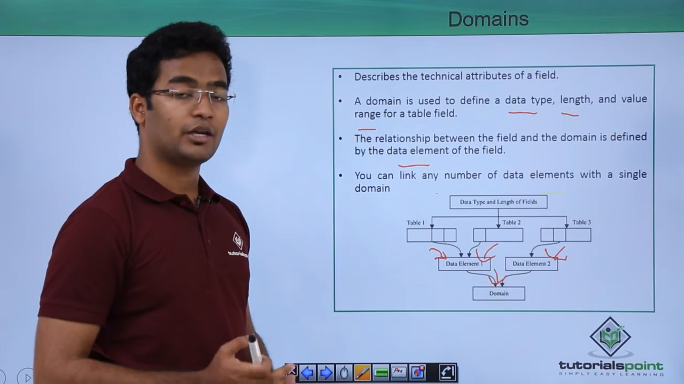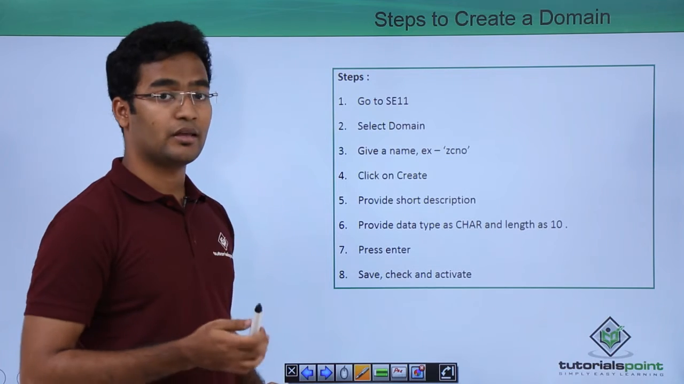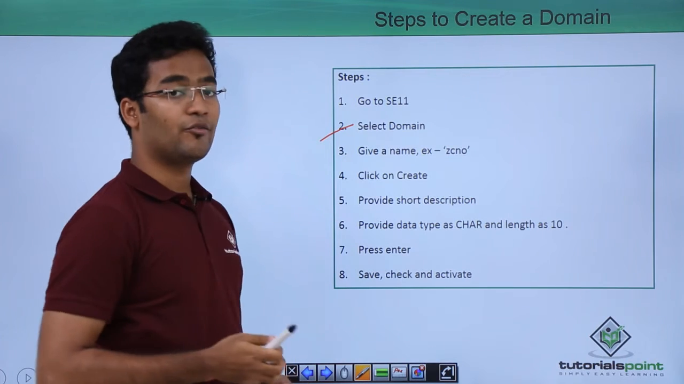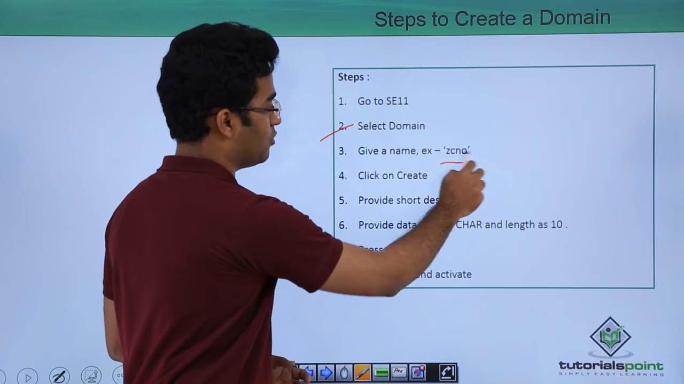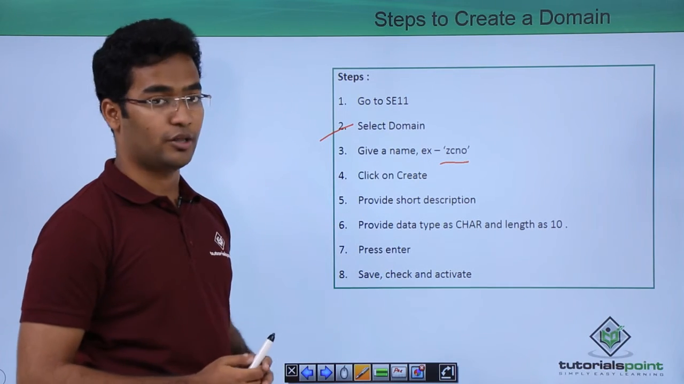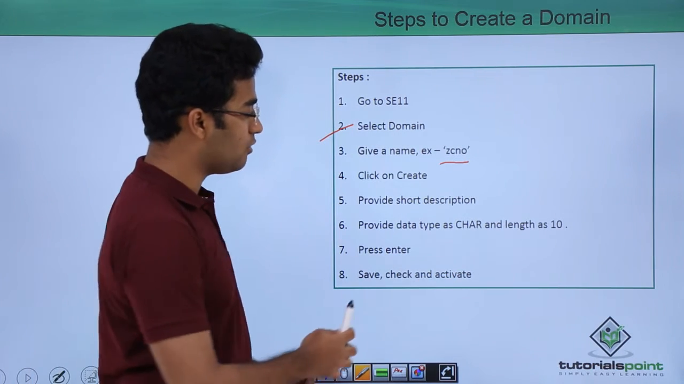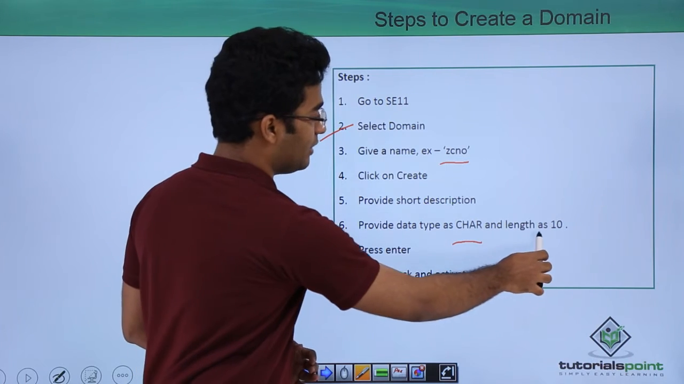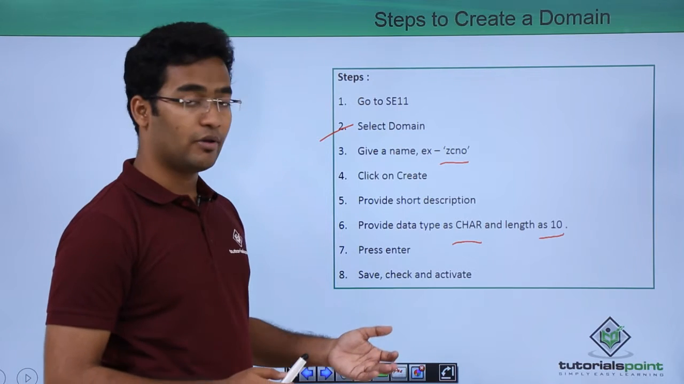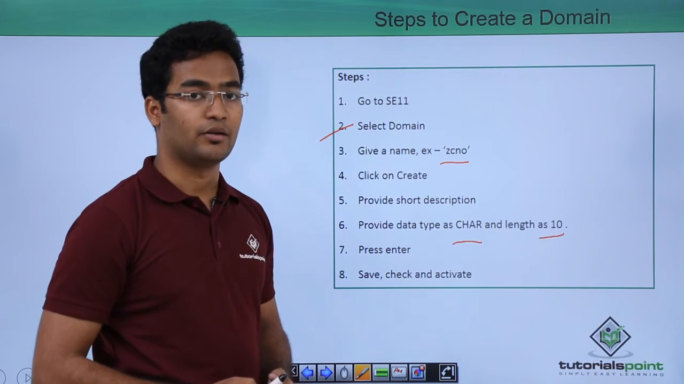Now let us look at the steps required to create a particular domain. First we have to go to SE11, that is ABAP dictionary, and then select the radio button domain and give a name starting with Z. Suppose here we have given ZCNO, and we have to click on create and provide a short description. When that is done, we have to provide the data type. In this use case we are providing the data type as char and the length as 10. When that is done, we press enter and then save it, check it and activate it. Now with a simple example, let us see how to create domains.